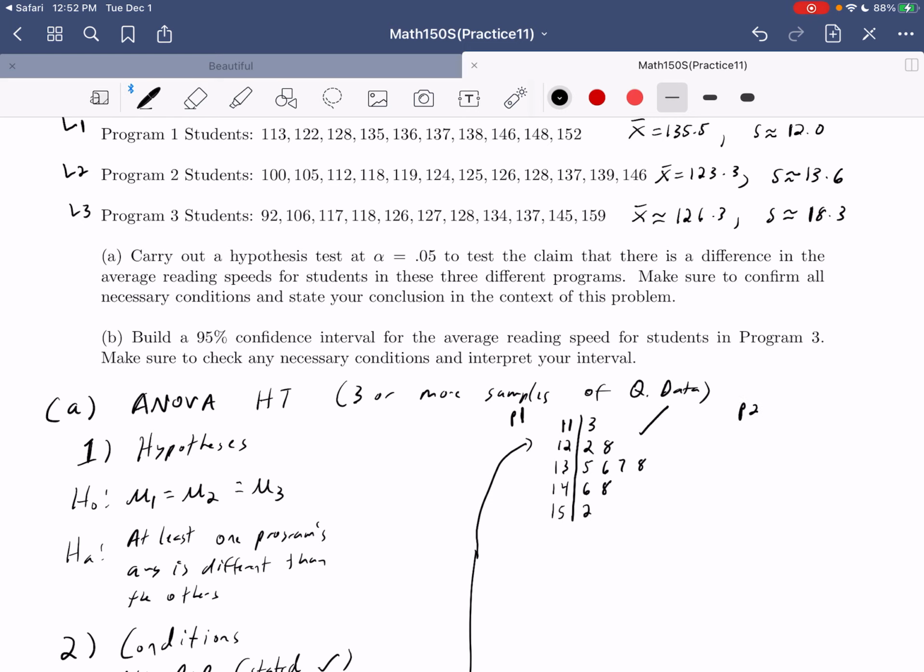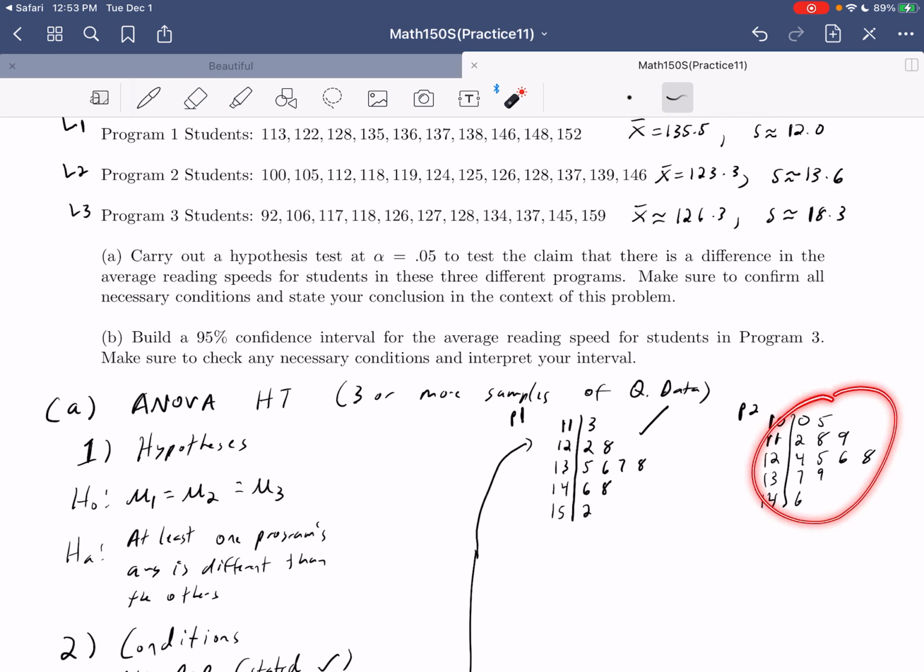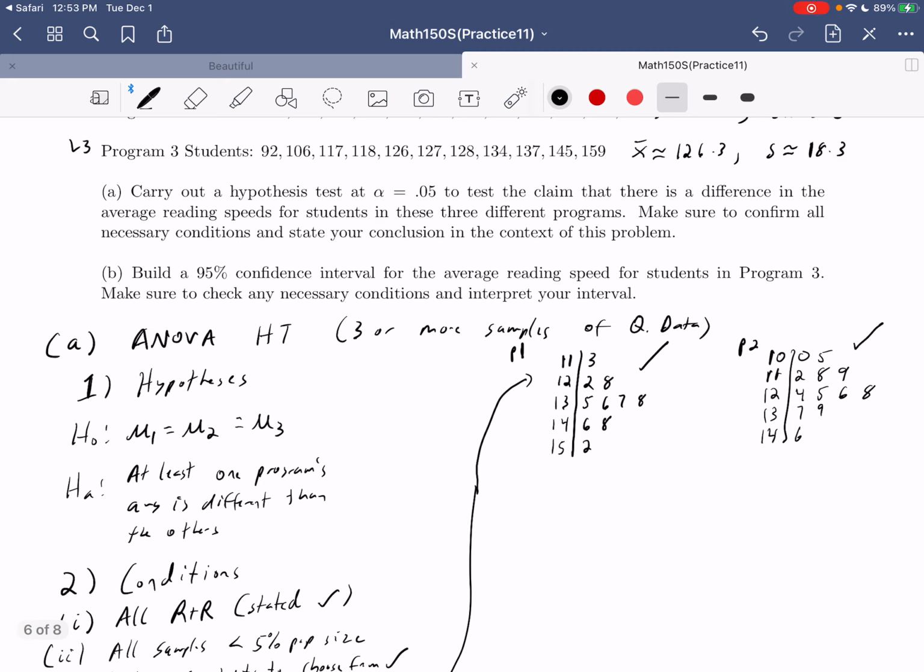Let's do program 2 right here. For program 2, looks like we have to have stems of 10 through 14. So 10, 11, 12, 13, and 14. So it looks like we'd have 100, 105, 112, 118, 119, 124, 125, 126, 128, 137, 139, and 146. Okay, is this perfect? No, I mean, it's a little bit lumpier over here than it is here. But again, there's no strong skew, no outliers. Again, outliers are the real thing we want to avoid, so we're all good there.